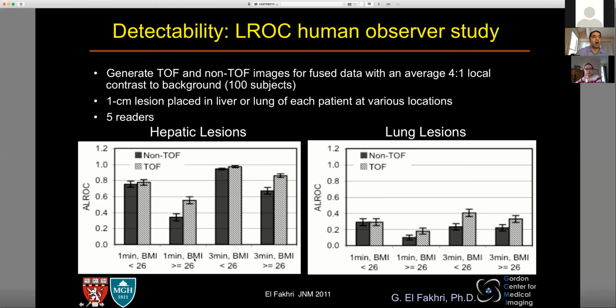When we go to large patients, you see that although the image quality has gone down, the improvement you have with time of flight is a lot greater than with non-time of flight. So the deterioration you had is a lot less than what you would have without time of flight. And that's very important. That means that we have something here that allows us to scan larger patients and keep the same image quality as with thin patients.